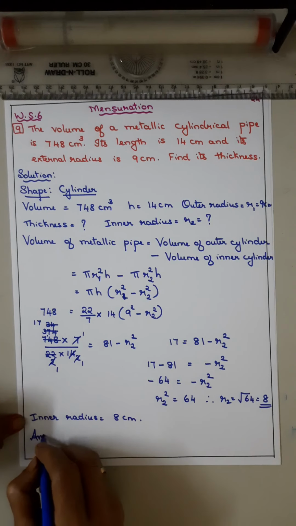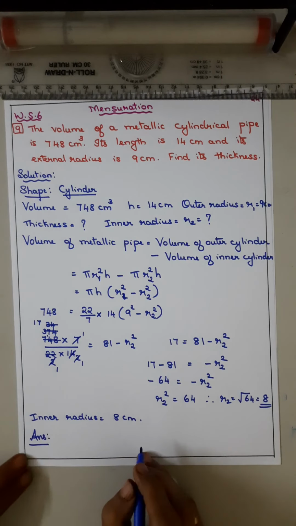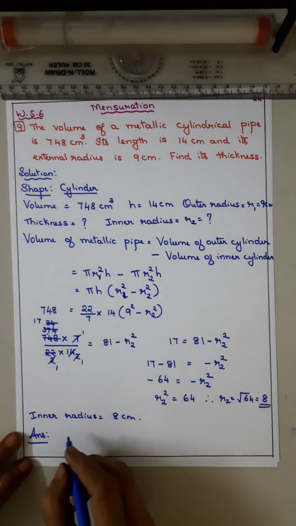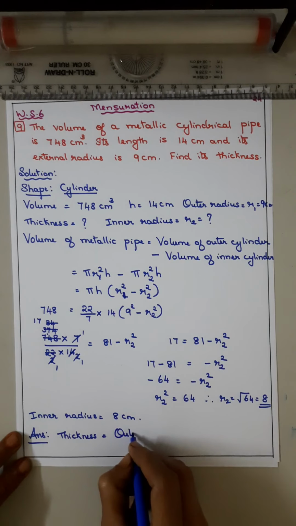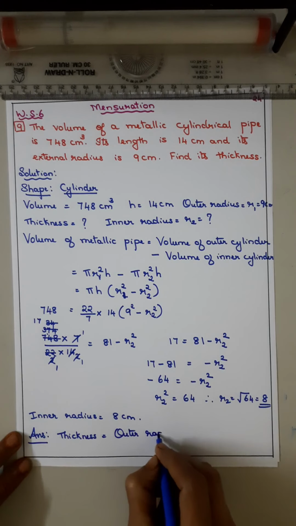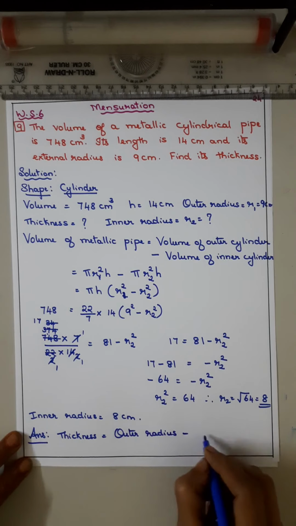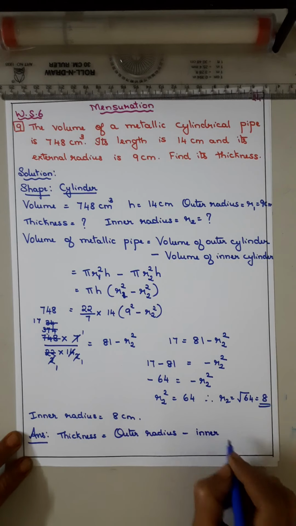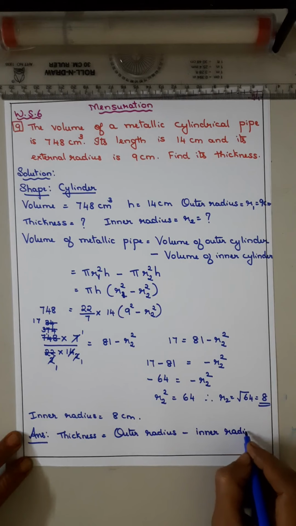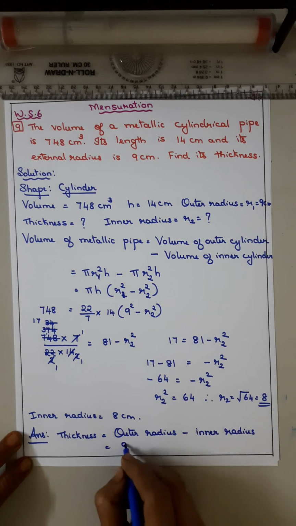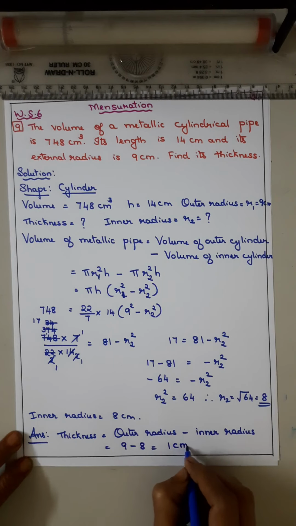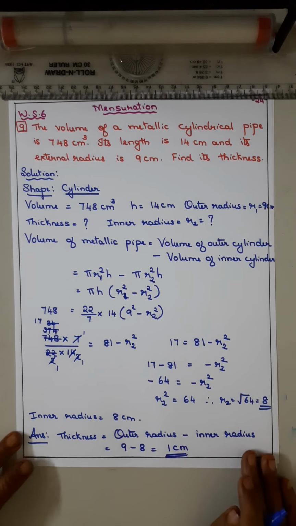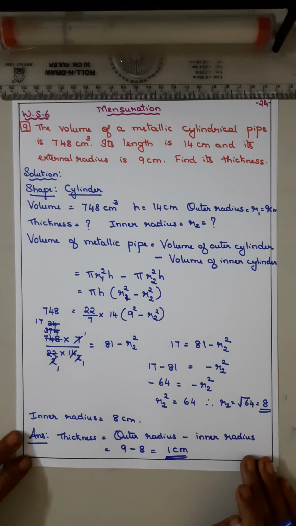So answer, what they have asked in the question, it is thickness. So thickness is equal to outer radius minus inner radius. Outer radius is how much? 9. Inner radius you got 8. So the thickness will be 1 centimeter. Hope everyone understood.